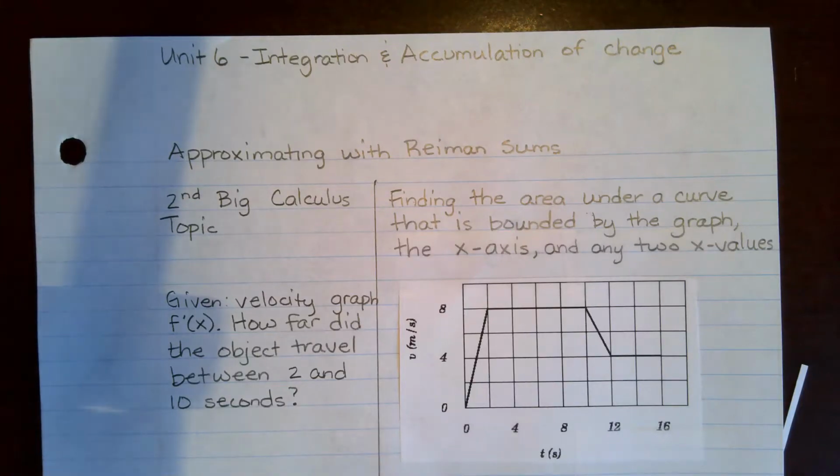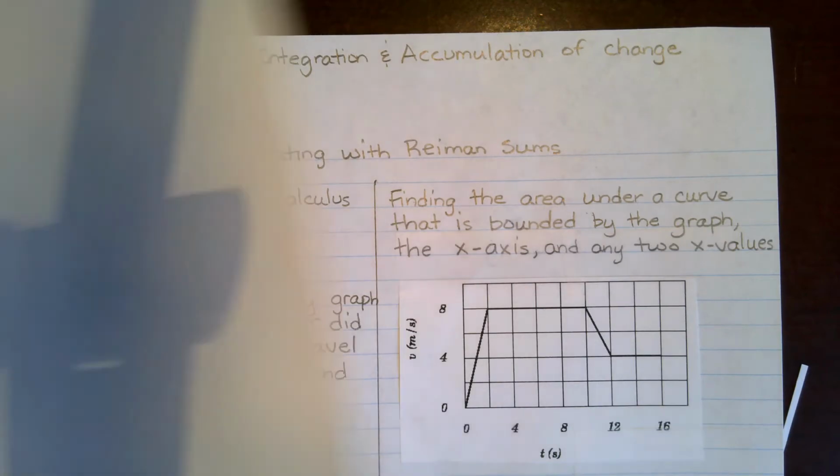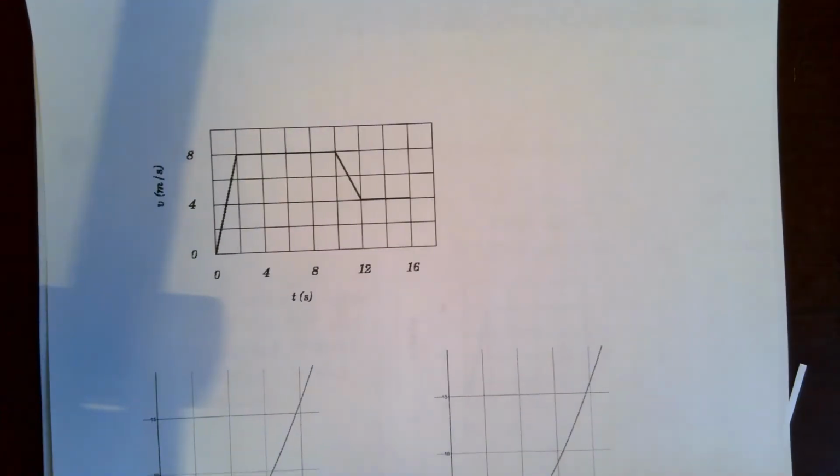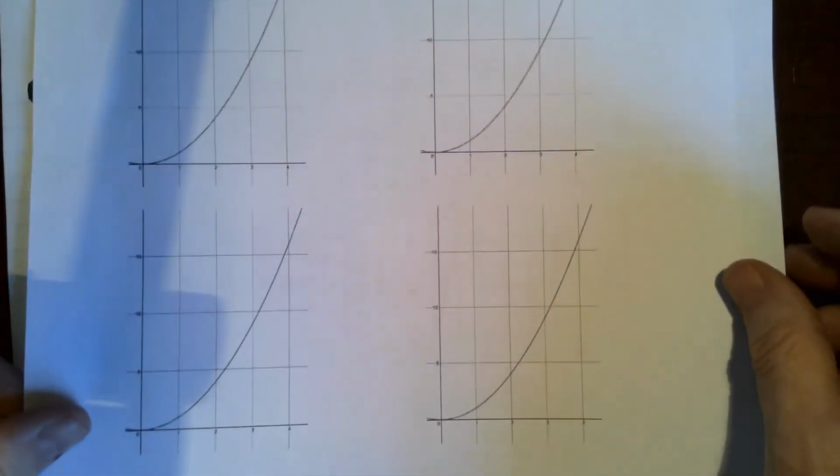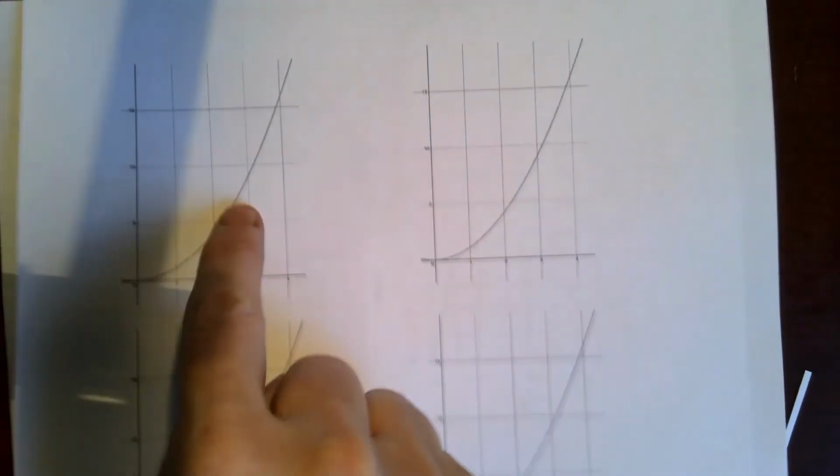Okay, so this is Unit 6. Now, you'll need to get the paper out. It looks like this, that you're printing off. And you're going to cut out these 5 different things. Okay, so go ahead and do that.